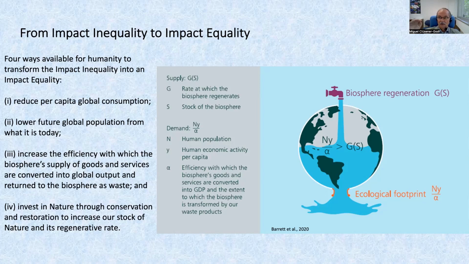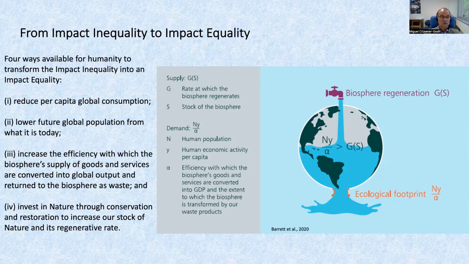As long as the waters are rising, we're on the good side. If the waters are coming down, we're on the bad side. I think the waters are coming down. So we have here possibilities, let's say, to counteract, to come into impact equality: reduce the per capita global consumption, very easy, and lower the future global population than what it is today. I think it's a basic message. We are by far too many on Earth.